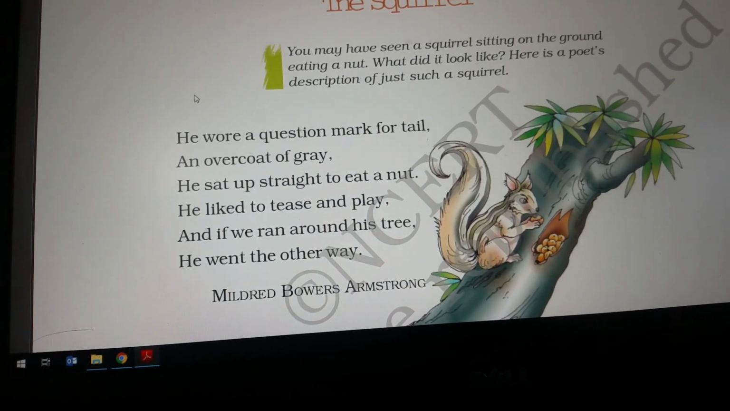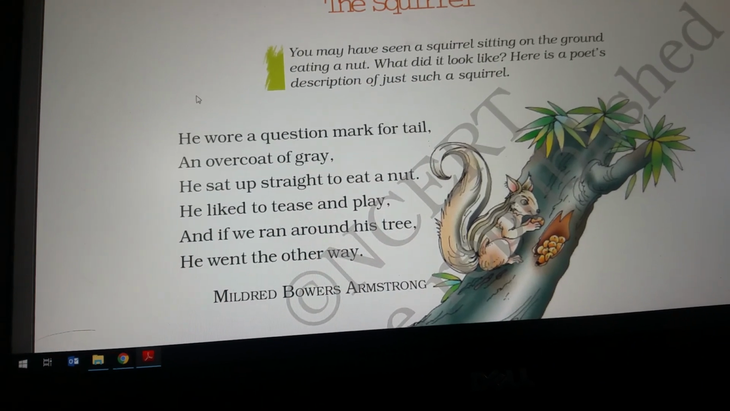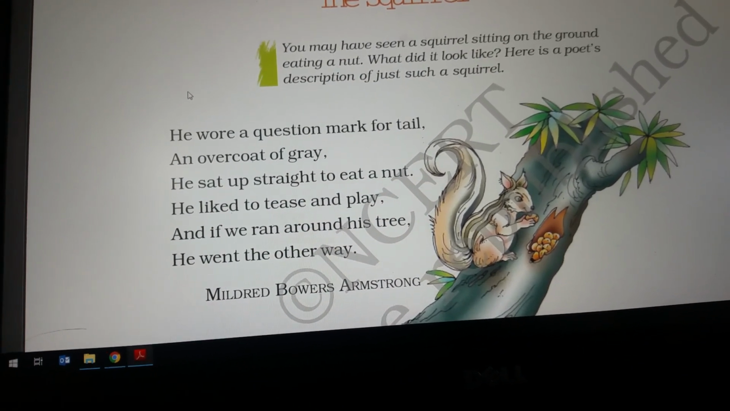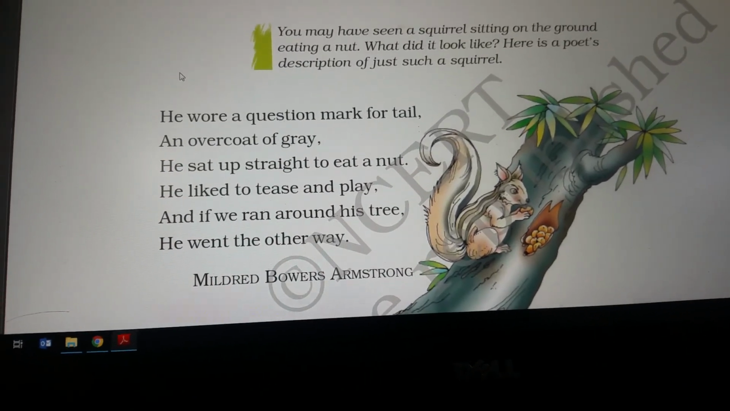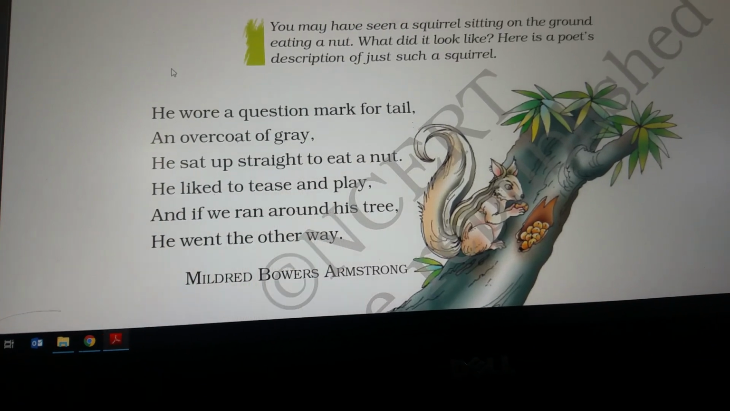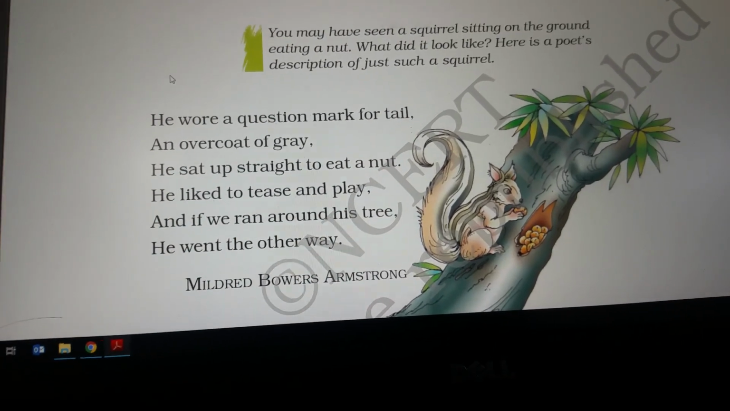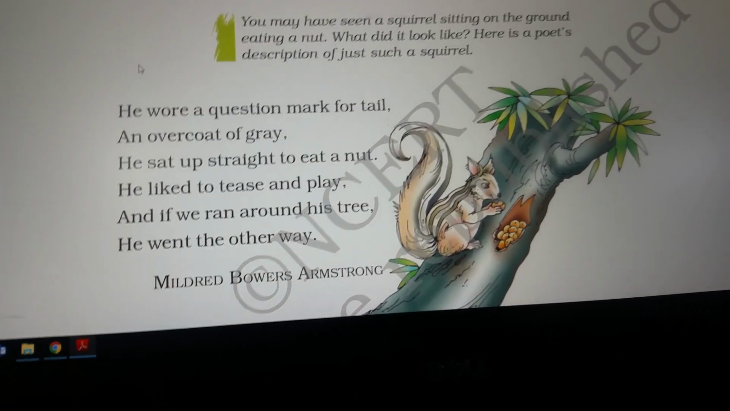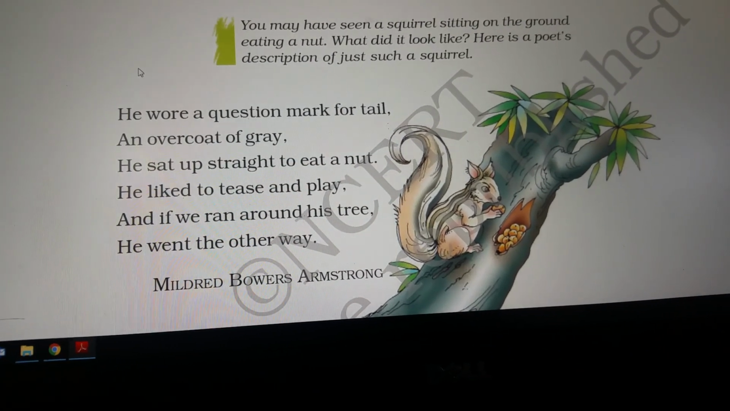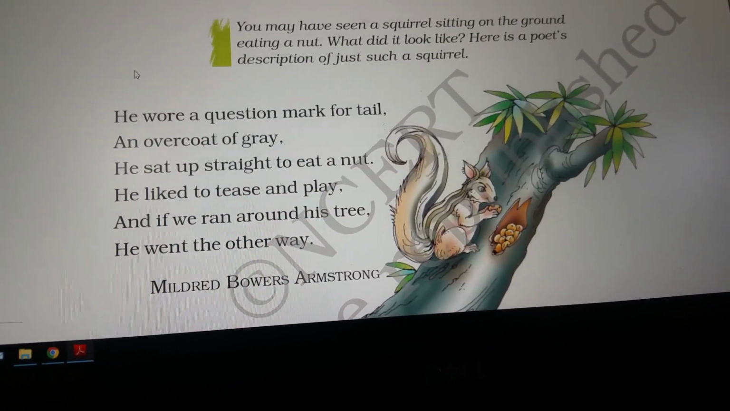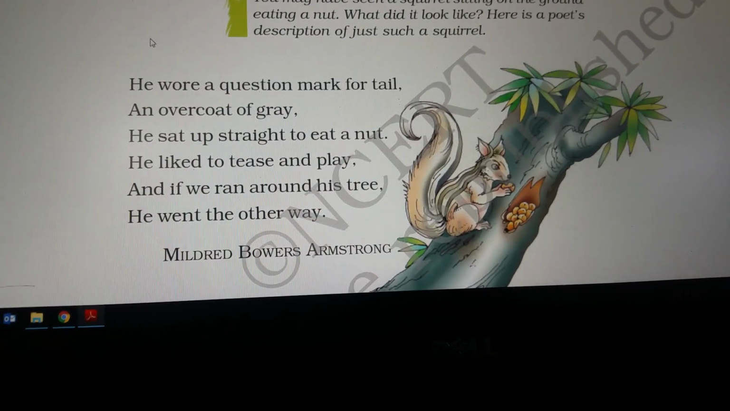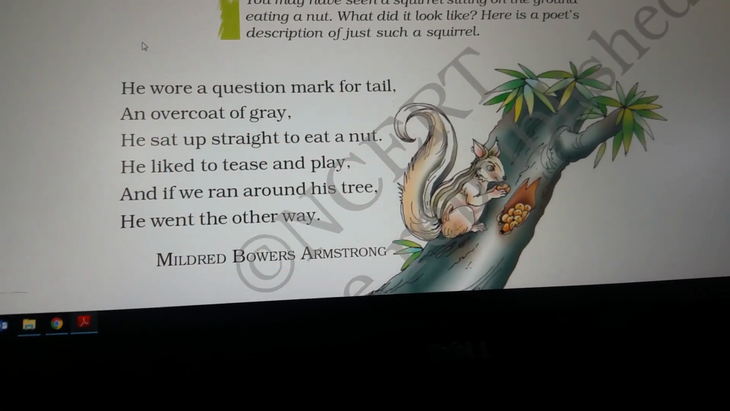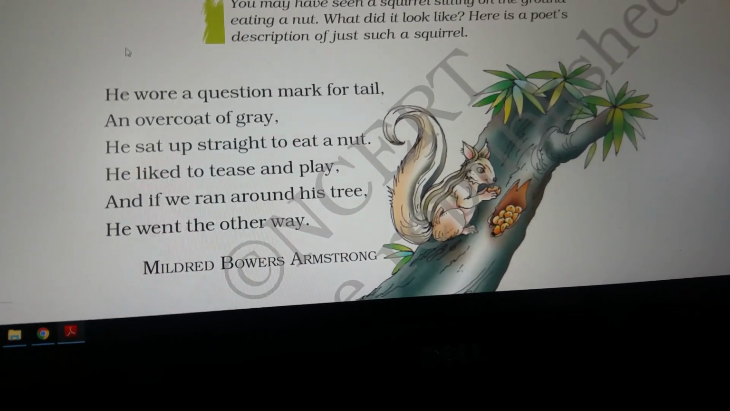The poet saw a squirrel sitting on a tree and eating nuts. So the poet must have seen a squirrel. What was the squirrel doing at the time? It was sitting on a tree and eating nuts. Fine. So its tail was raised upwards with the tip pointing downwards. In what position was the squirrel sitting? It was sitting in upward direction.